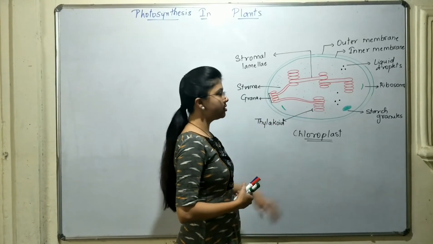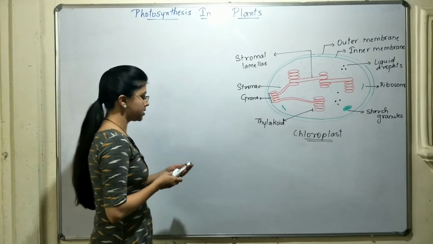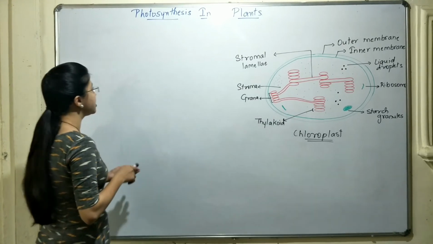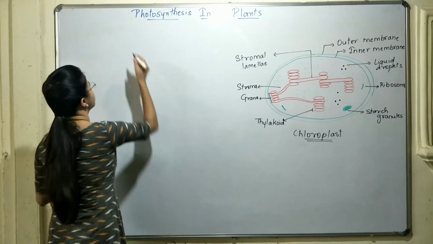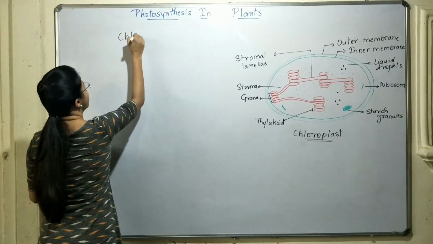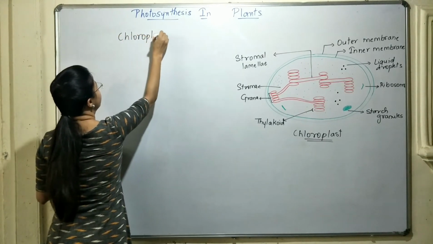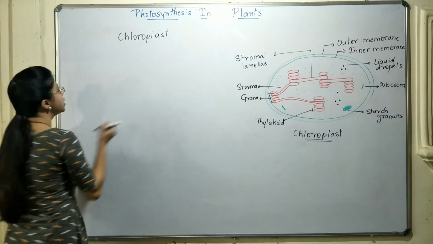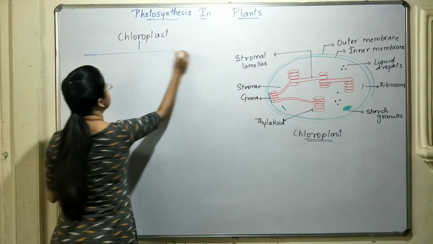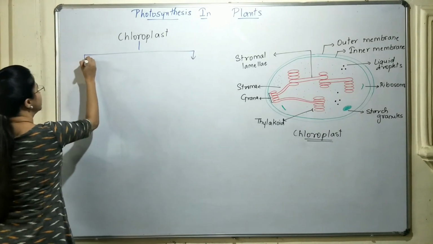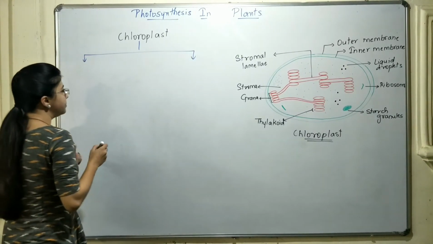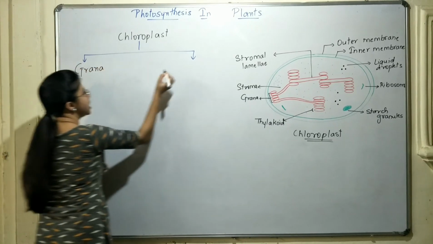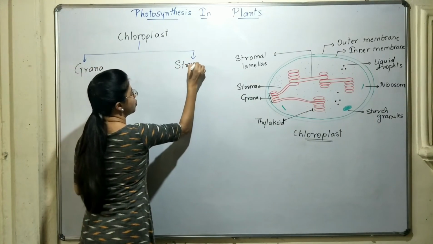This is the internal structure of the chloroplast. Now, there are two main regions in the chloroplast which are actually involved in the process of photosynthesis. So as you see, the chloroplast is going to have two regions. One of them is the grana and the other one is stroma.